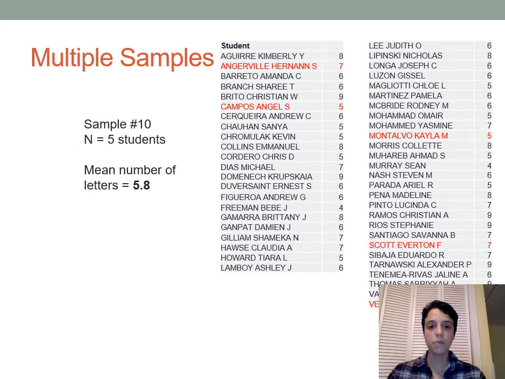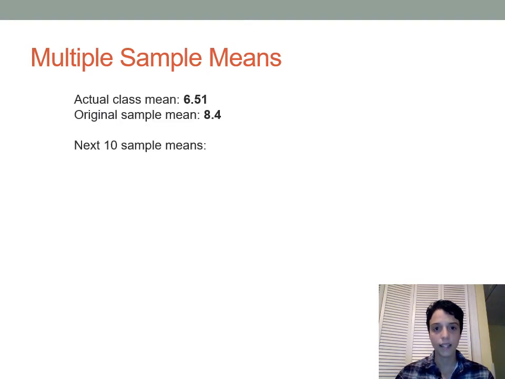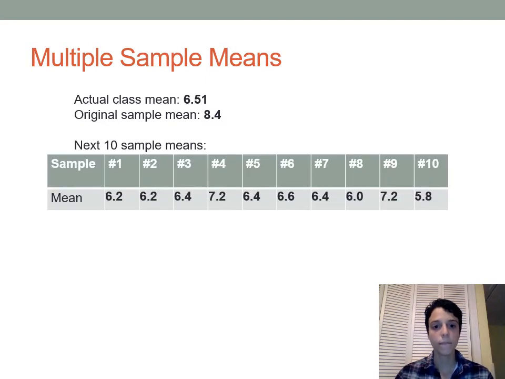What we should have noticed as we went along is that for the most part, the letters were pretty close to that population mean of 6.5, but they did vary. Some were higher and some were lower. So let's sum up what happened in this last example. The population mean was 6.51 letters. In the first sample, we had a mean of 8.4 letters, which is pretty far off. Here are the next 10 sample means. As you can see, most of them are pretty close to 6.5, which is the actual class mean, but some of them are different.